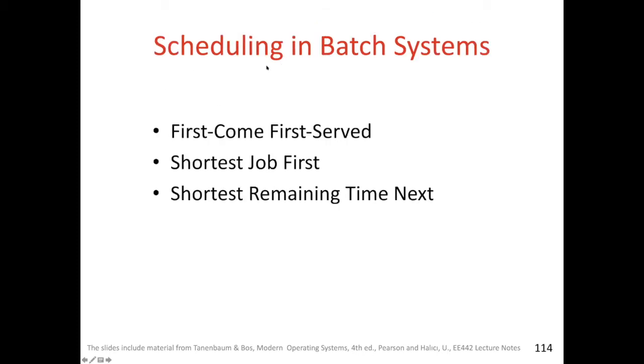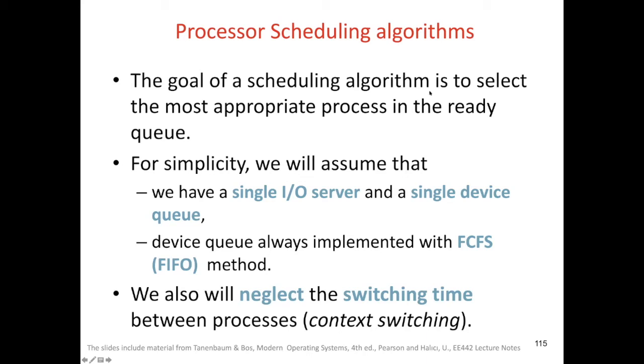The algorithms for scheduling in batch systems are as follows. First come, first served, shortest job first, shortest remaining time next. The goal of a scheduling algorithm is to select the most appropriate process in the ready queue.